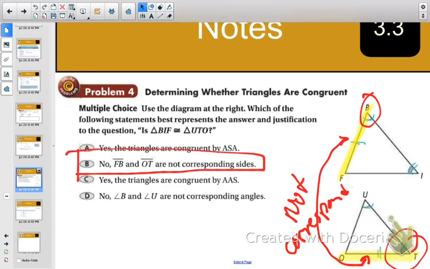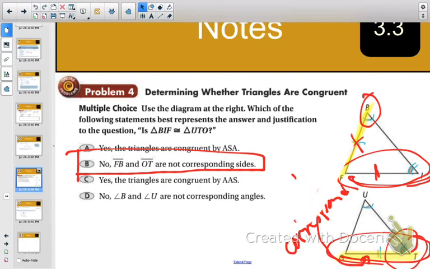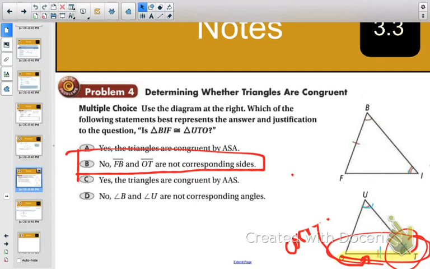FB and OT are not corresponding sides. If it had said FI instead of this one, then it would be true. I'm not sure where this stopped again, but these two sides right here, I feel like I should probably explain this again, just in case I missed it.